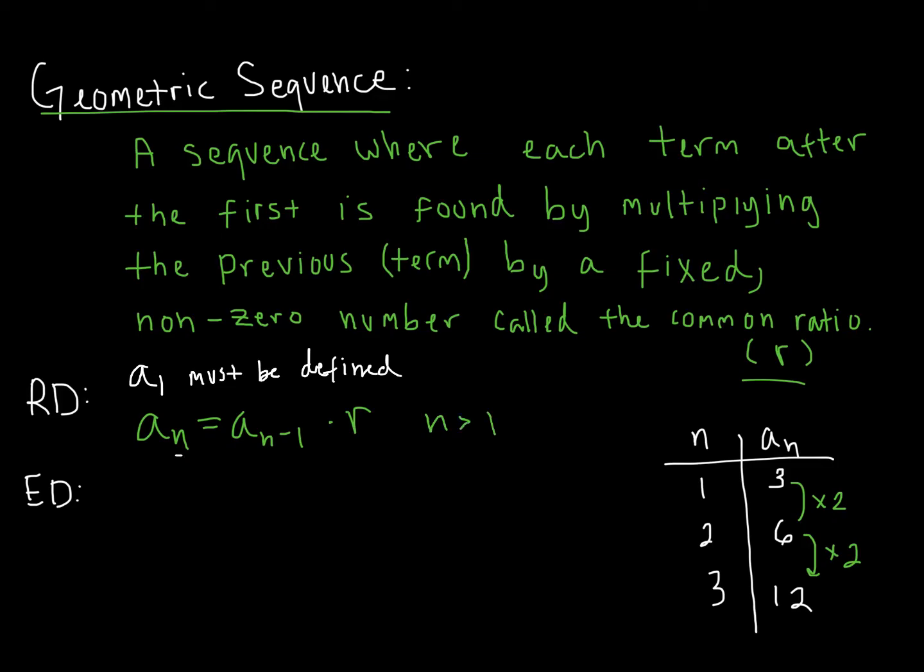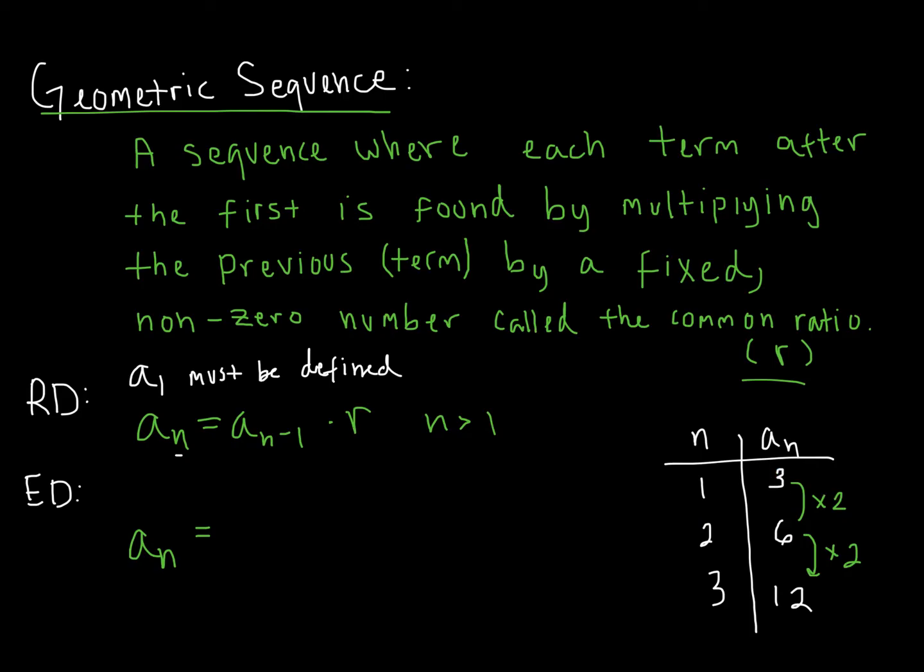All right, so now let's think about the explicit definition. And here we want to be able to say, okay, what is the nth term just in terms of n? Well, how does n help me figure out a specific term? If I'm looking here, the term number will tell me how many times I need to multiply by 2. So for example, to get to the third term, I'll have had to multiply by 2 twice. To get the second term, I'll have had to multiply my initial value by 2 once. For the first term, my initial value is 3, right?